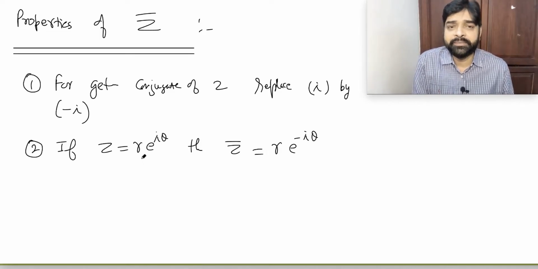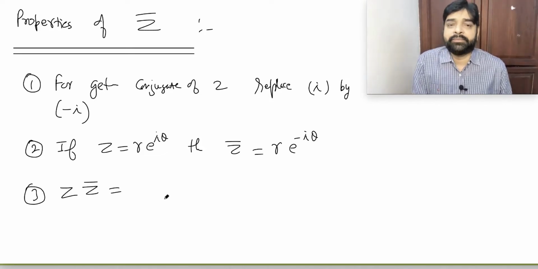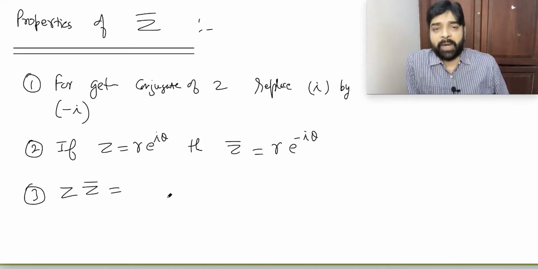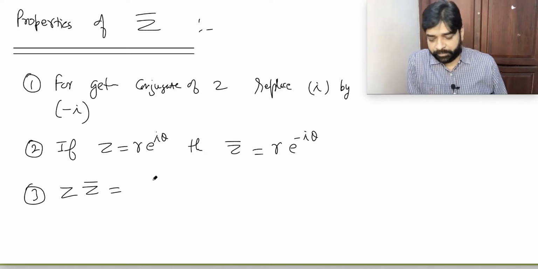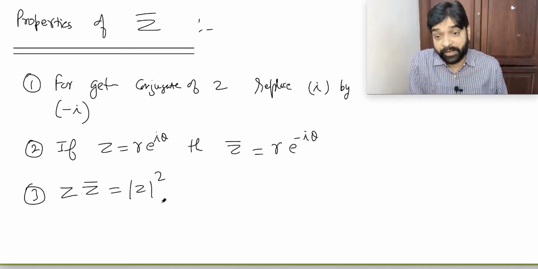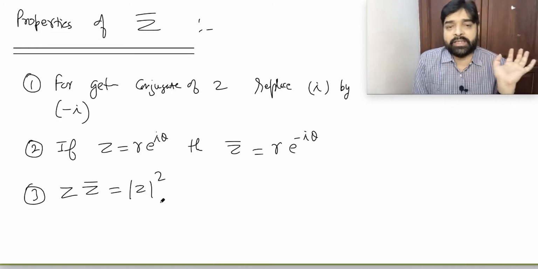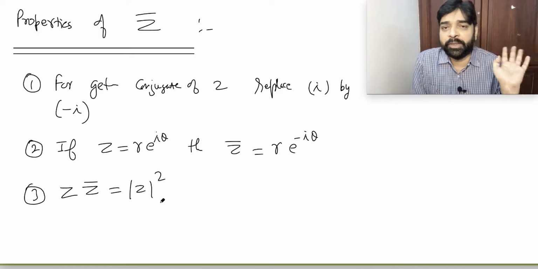What is the r here? Mod z. This is mod z. Am I right? So, what will be z into z bar? Think carefully. Multiply these two. If you multiply, what will happen? r square into e power i theta into e power minus i theta, which is e power 0. Yes or no? So r square, and r square means mod z square. Very, very important property: z into z bar is always equal to mod z square. You have to keep this in mind always.